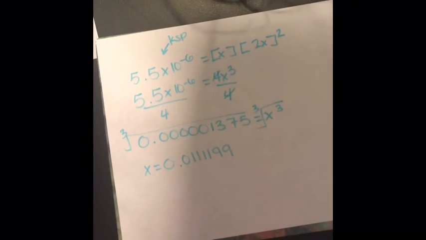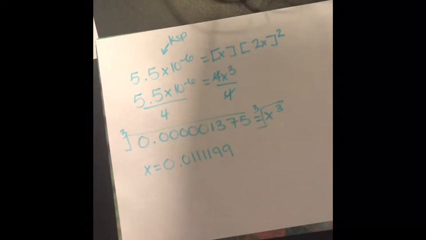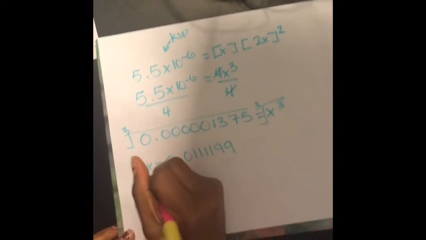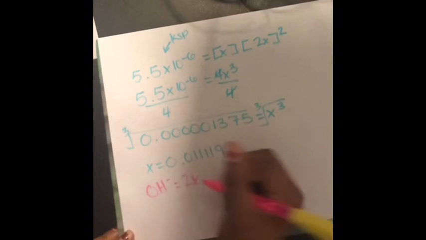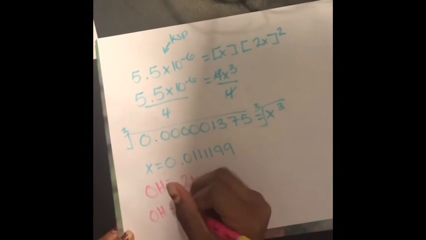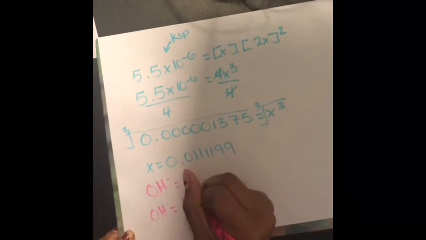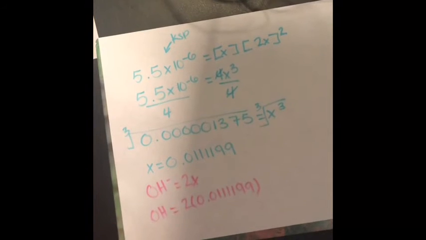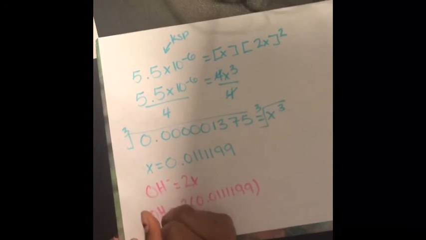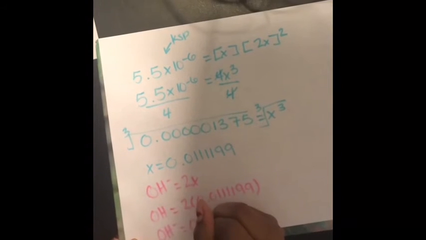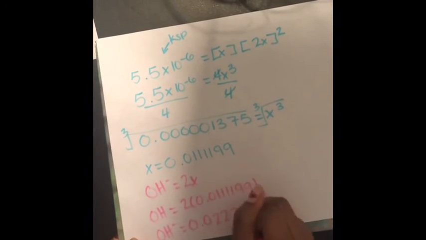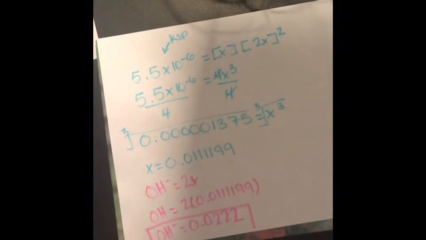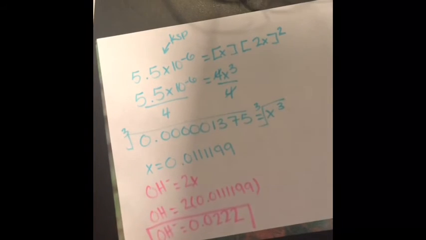we find the concentration of x, which is equal to Ca2+, but we need to find the concentration of OH minus, which is equal to 2x. So to get our concentration, we multiply x by 2, which is 2 times 0.0111199, and that gives us 0.0222. So this is our OH concentration. If you look back at our problem, it asks us for the pH.